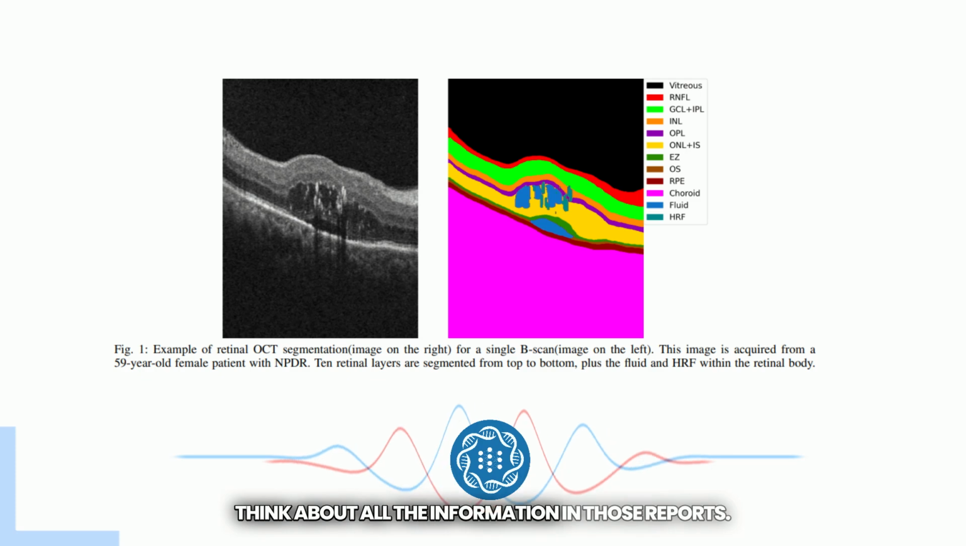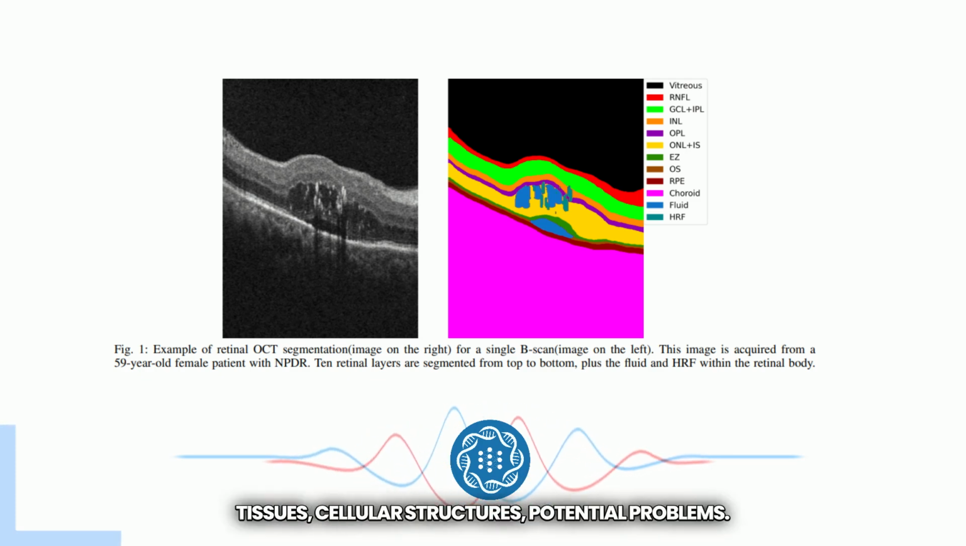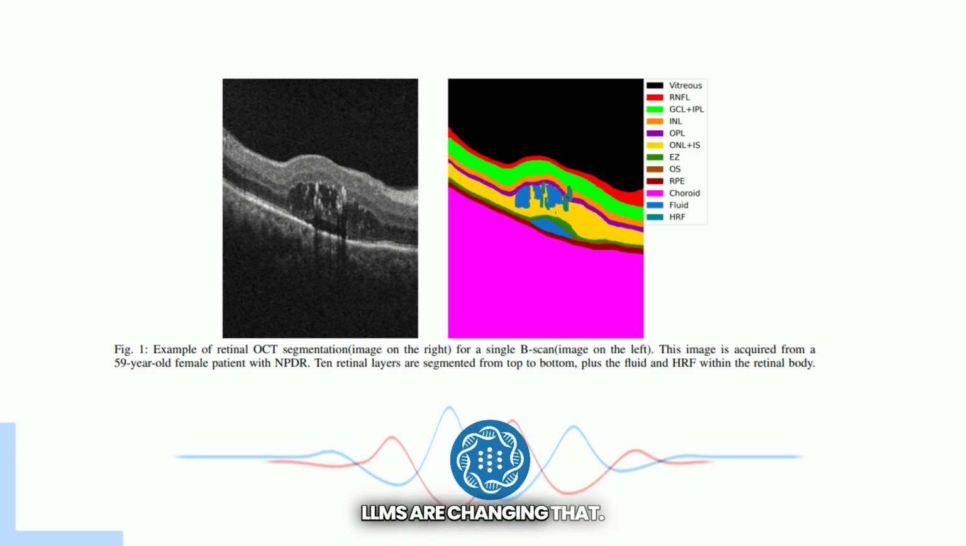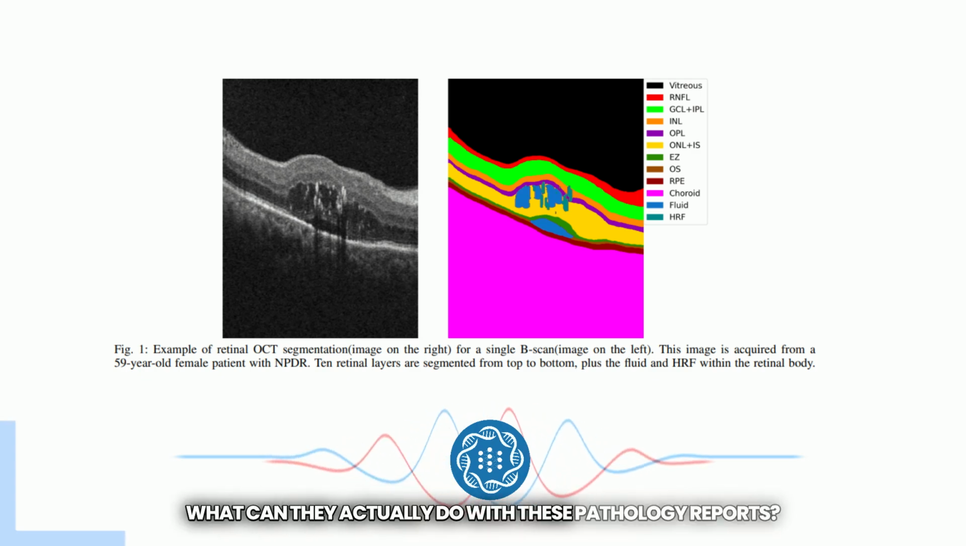Exactly. Think about all the information in those reports: detailed descriptions of tissues, cellular structures, potential problems. It's all there, but it's always been hard to analyze on a large scale. LLMs are changing that. Wow, that's incredible. So what are these LLMs doing with all this information? What can they actually do with these pathology reports?